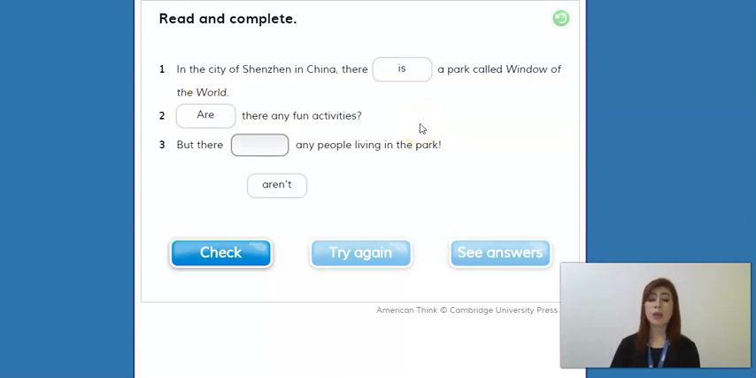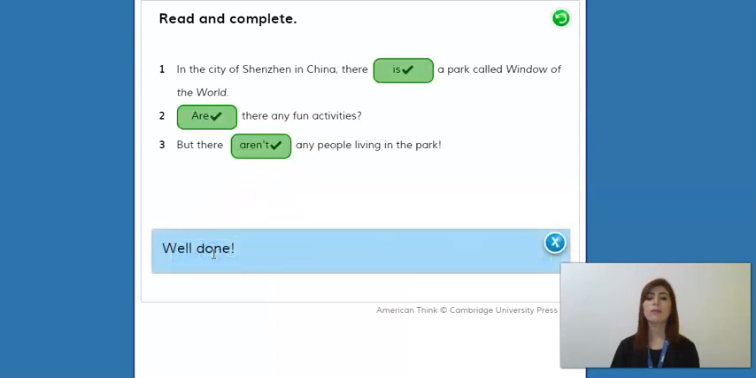And then finally, let's take a look at the negative. But there aren't any people living in the park. So here we put not together with are, and we contracted it. And then observe something important. We have this word any here and also here. We will talk about that later on. Okay? Let's check. All right, well done. Now let's go back to the next exercise. Okay?